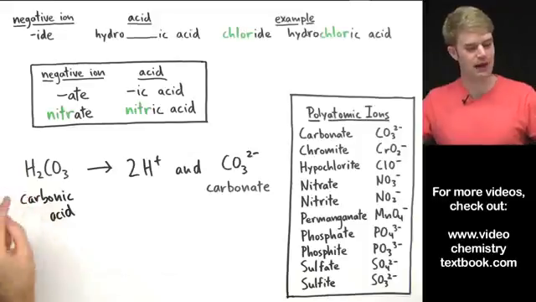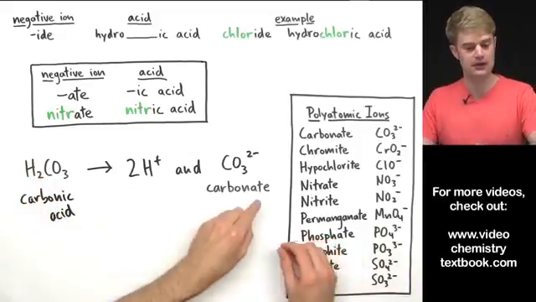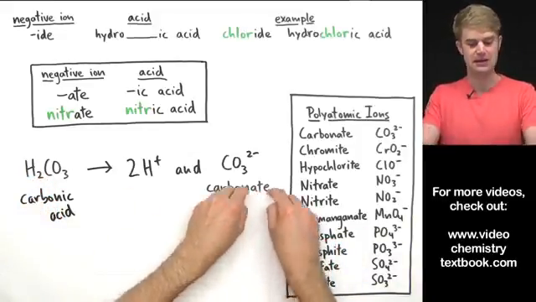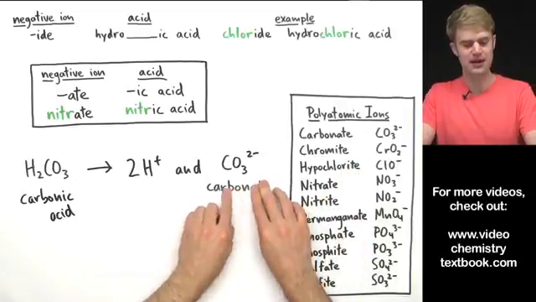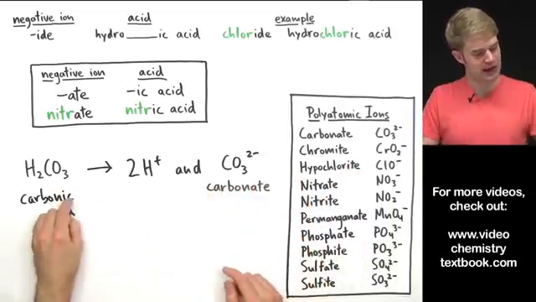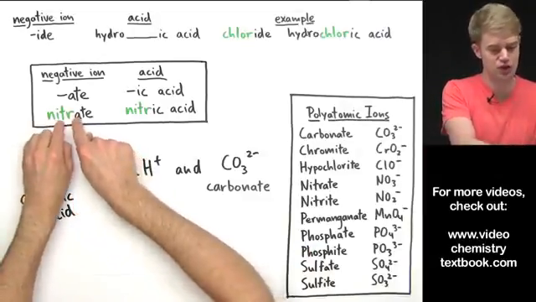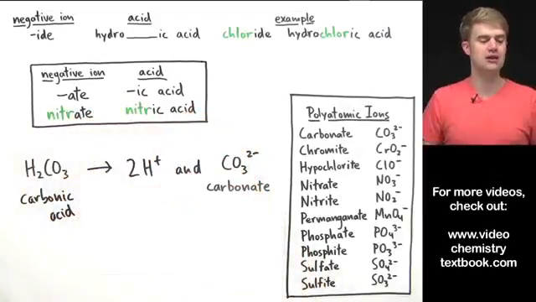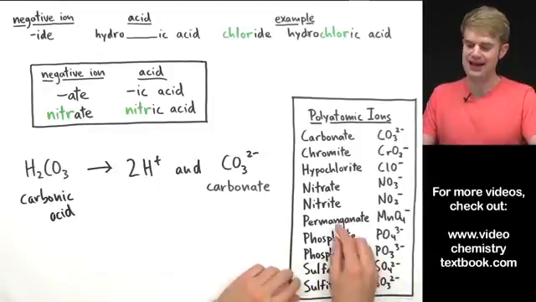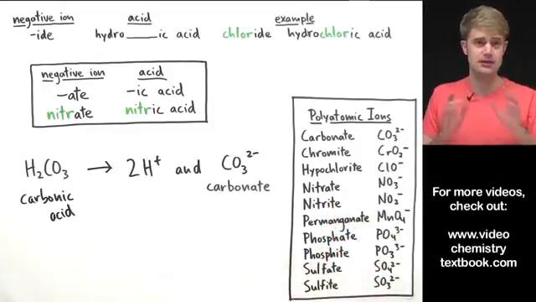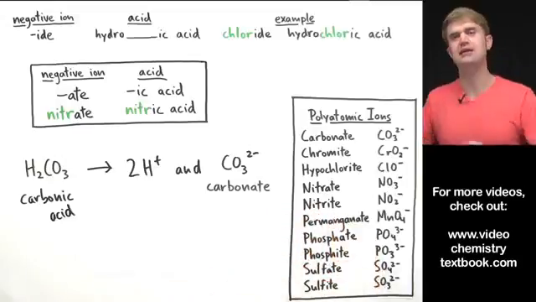So that's how we name acids that contain ions that end in ATE. We take off the ATE from the negative ion name, and then we put ic and we add acid. Carbonate goes to carbonic acid. Nitrate goes to nitric acid. Now the other type of polyatomic ion ends in ITE. Let's look at how we name acids containing these.